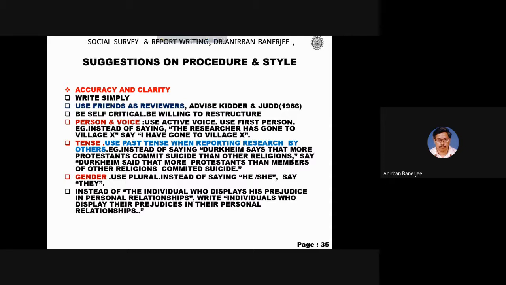And let me give you some suggestions on procedure and style. Accuracy and clarity. Write simply. Use friends as reviewers. Ask them whether it is clear and good. Be self-critical. Be willing to restructure. Person and voice. Use active voice. Use first person. Instead of saying the researcher has gone to the village X, say I have gone to village X.